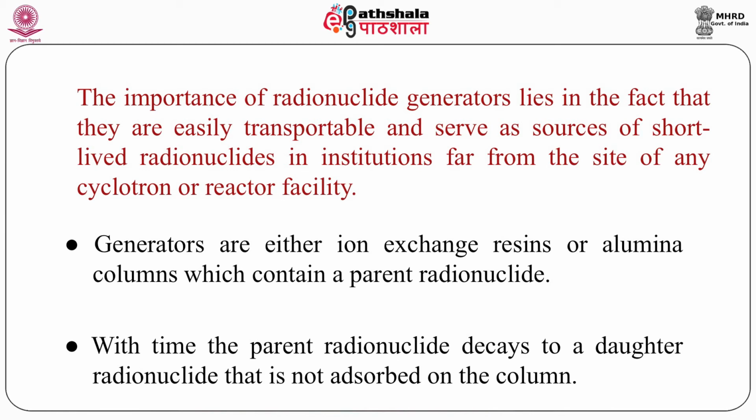With time the parent radionuclide decays to a daughter radionuclide that is not absorbed in the column. We are talking about, in a few further slides, that the parent is in the alumina column, and the parent is decaying, and the technetium which is being generated is not going to absorb, is going to remain free, and that's what we are able to elute by putting saline in the pertechnetate form.